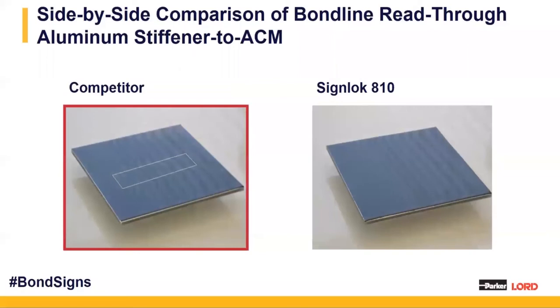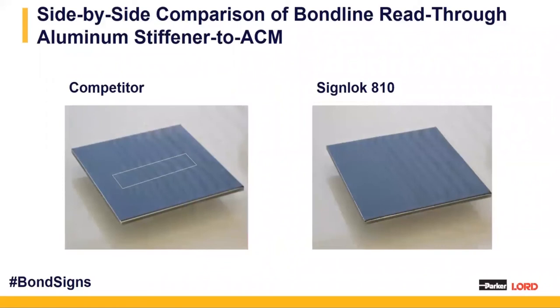When we took those 2 panels and reflected window blinds onto both panels, we got either a rippled reflection or a nice smooth reflection. What you can see on the left is actually a rippling effect on the competitive panel. And that's what read-through is showing. Now on the panel that has been bonded with the Silock 810, you don't see that rippling in the reflection. You just see nice, smooth reflection from the window blinds.